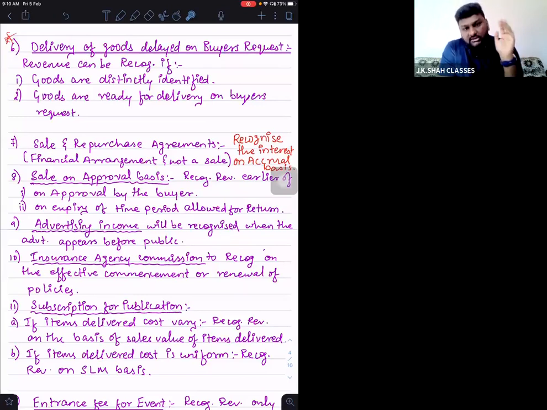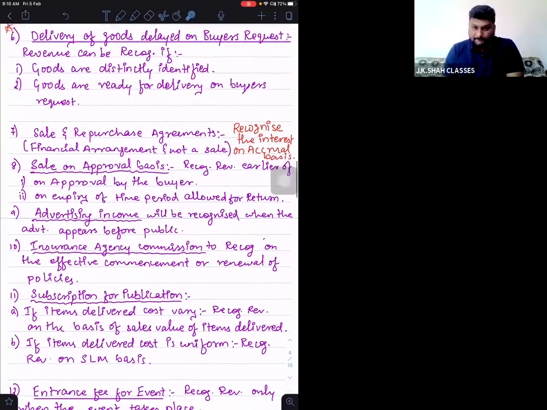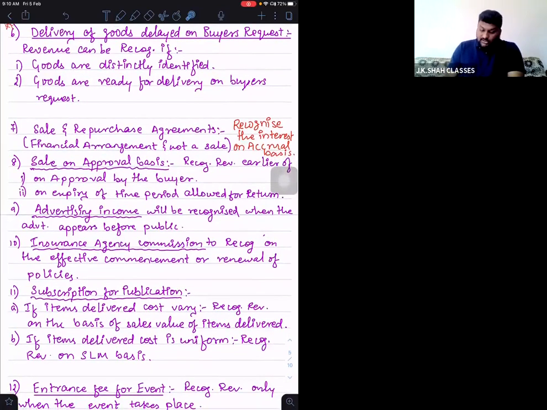Once the policy is commenced, after that you are free to recognize your commission as your income. And in case of renewals, once the renewal premium is paid and the policy is successfully renewed, you can recognize your revenue. So what they say is, insurance agency commission is to be recognized on effective commencement with respect to new policies or renewal of policies. So when the policy is renewed, you can recognize your commission, and when the new policy is commenced, you can recognize your revenue. Right?